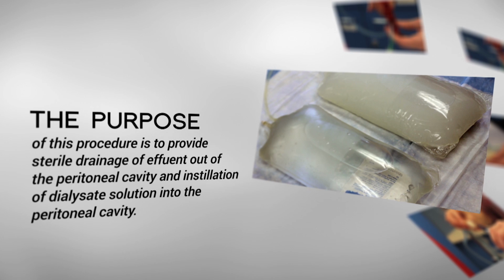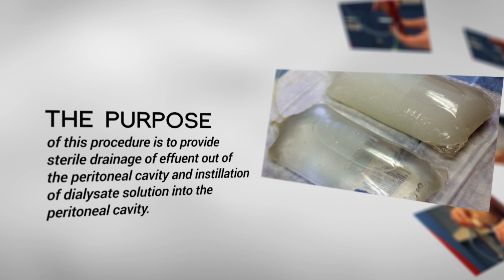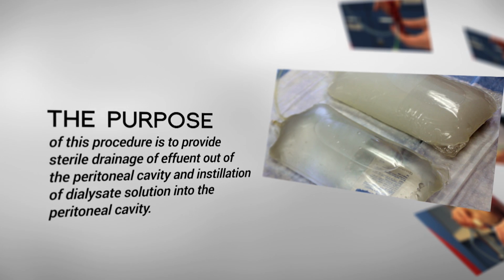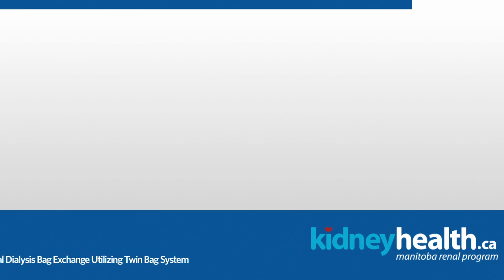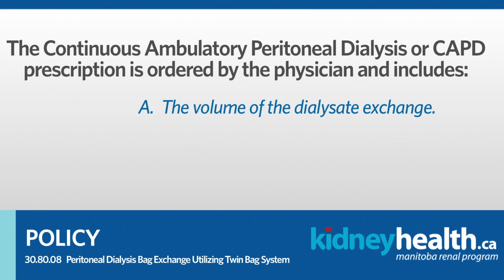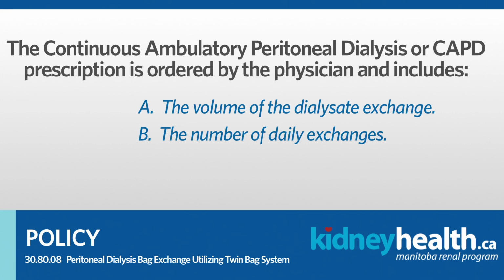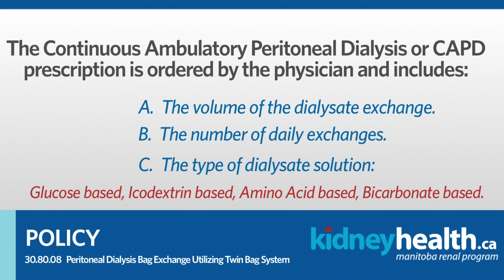The purpose of this procedure is to provide sterile drainage of effluent out of the peritoneal cavity and the installation of dialysate solution into the peritoneal cavity. The continuous ambulatory peritoneal dialysis, or CAPD prescription, is ordered by the physician and includes the volume of the dialysate exchange, the number of daily exchanges, the type of dialysate solution, either glucose-based, icodextrin-based, amino acid-based, or bicarbonate-based.